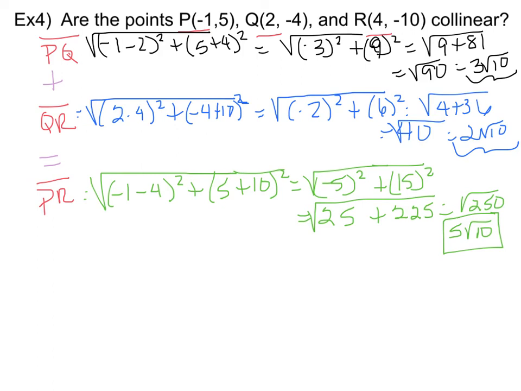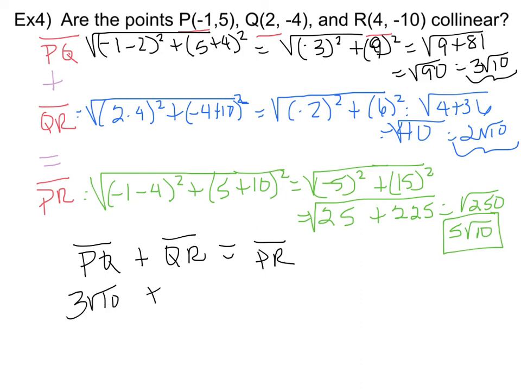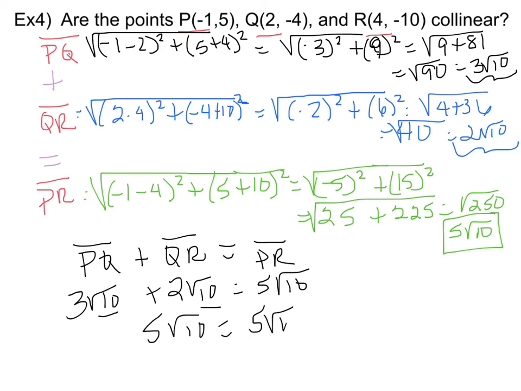So this now gives me, if I have PQ plus QR is supposed to equal PR. PQ in this instance is 3 square roots of 10. QR is 2 square roots of 10, and that is supposed to equal PR, which is 5 square roots of 10. Now go back and think about what you know about radicals. You can add and subtract radicals as long as you have the exact same thing under the radical. Check it. We have the square root of 10. That's awesome. So 3 plus 2 is 5 square roots of 10 equals 5 square roots of 10.